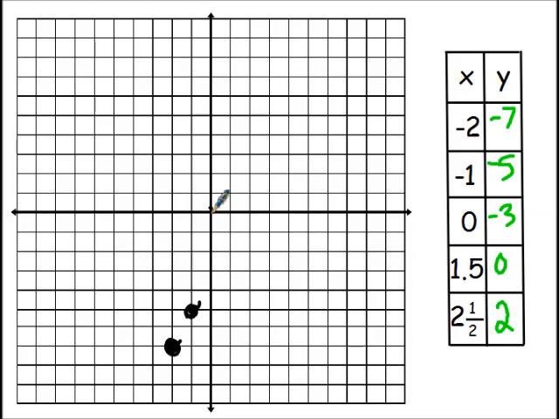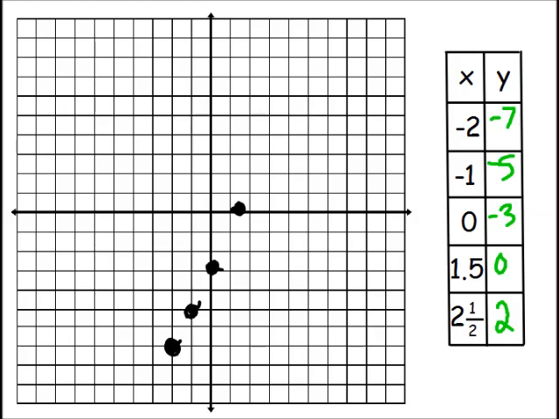0 and -3. 1.5 and 0. So to go to 1.5, we'll go over one space and then half of a space. And then up 0, so that's where we'll land, right there. It's halfway between the 1 and the 2 because it says 1.5.